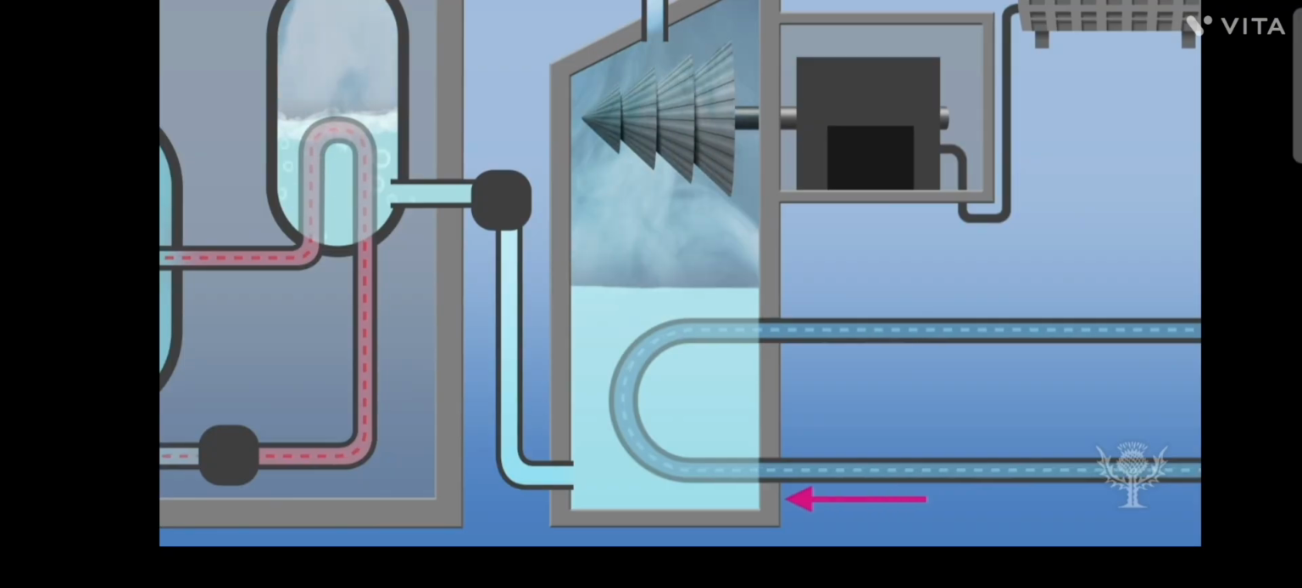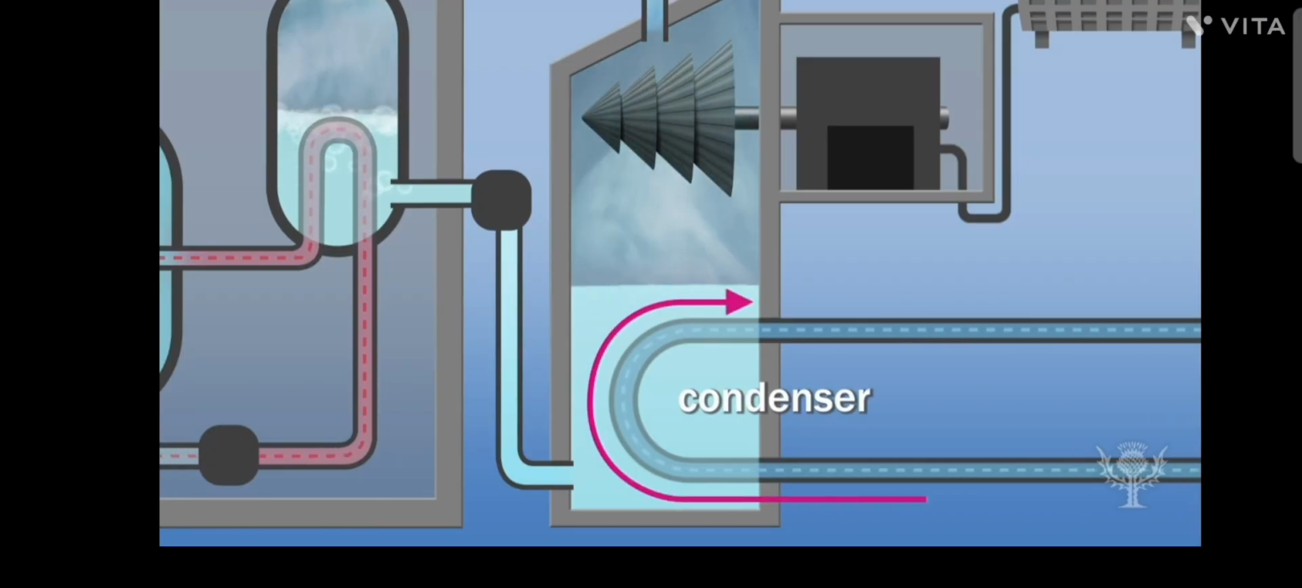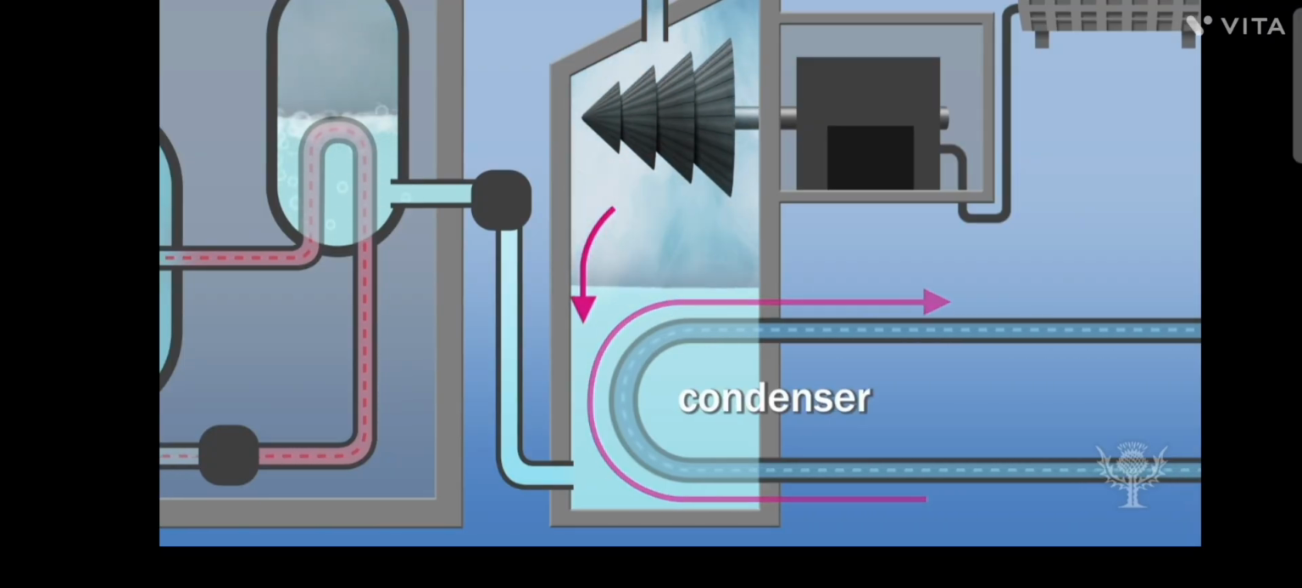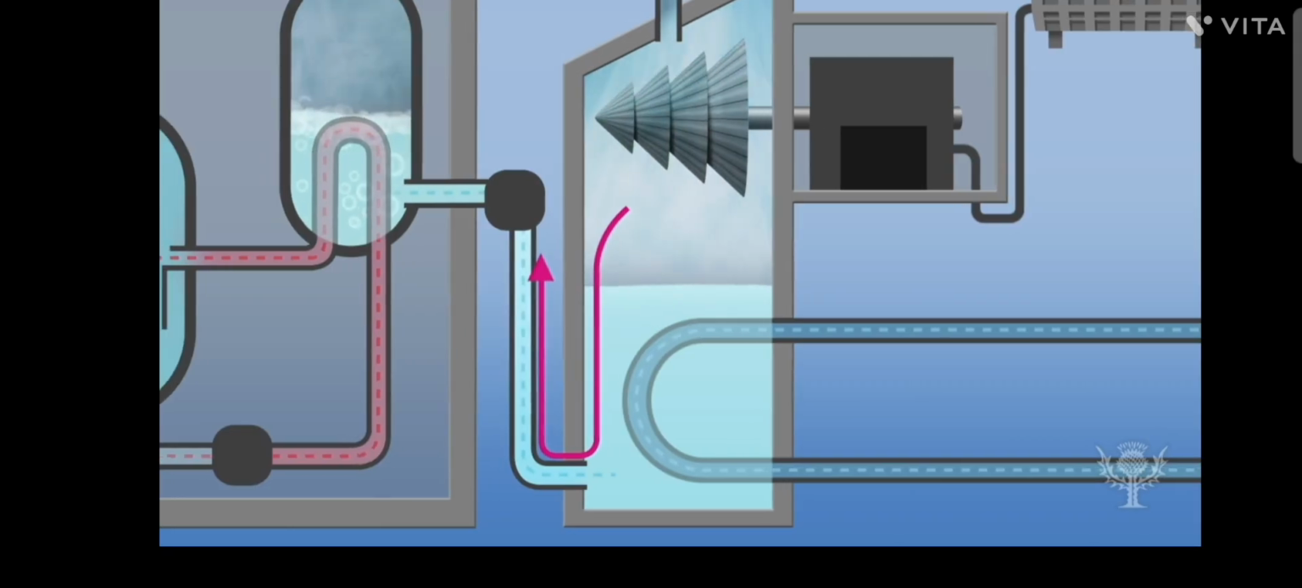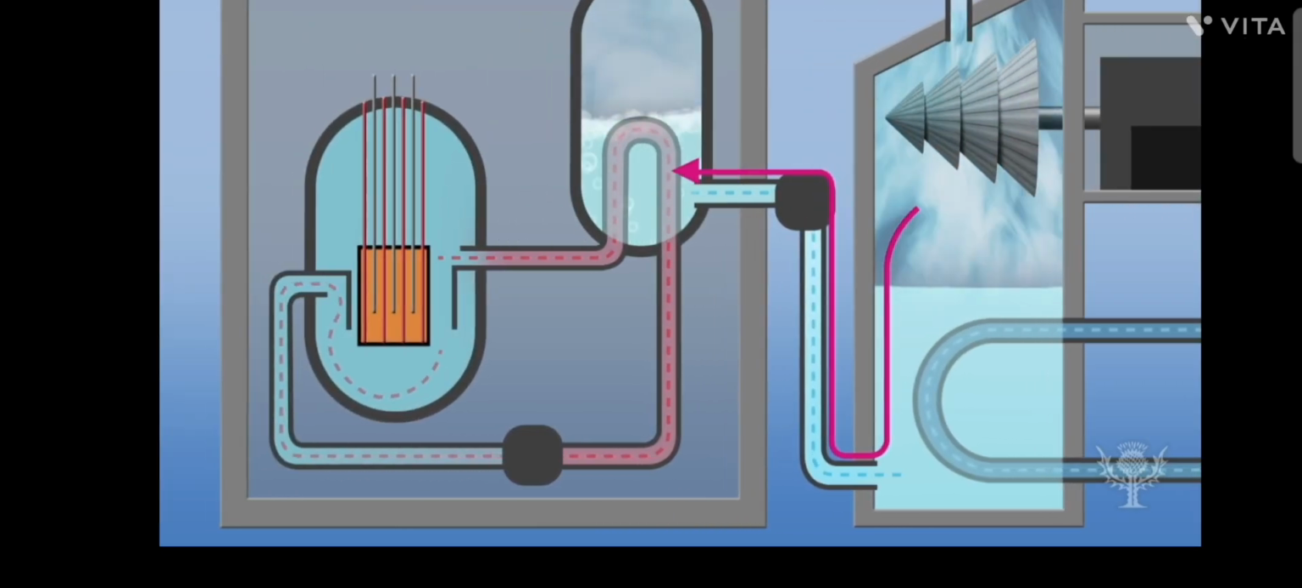The condenser cools the low-pressure steam that has passed through the turbine. This heat exchange process converts the steam back into liquid water.